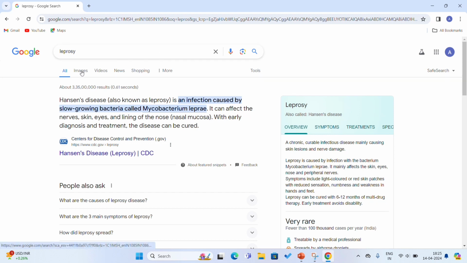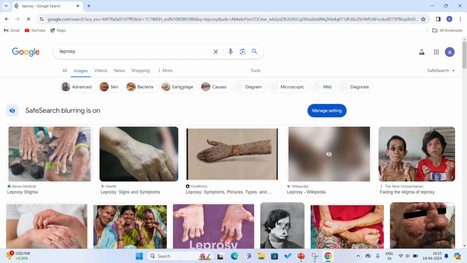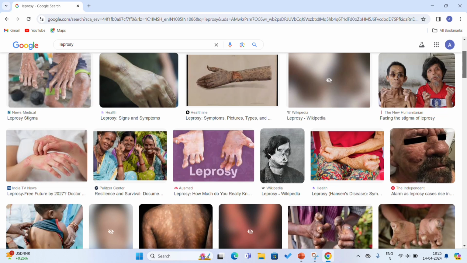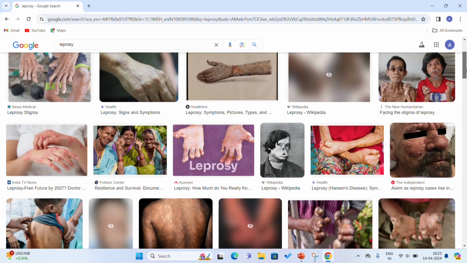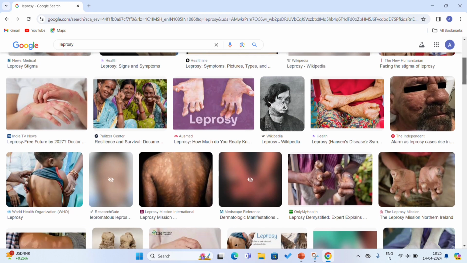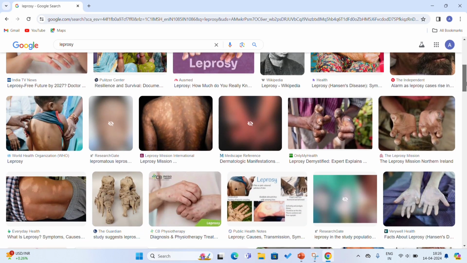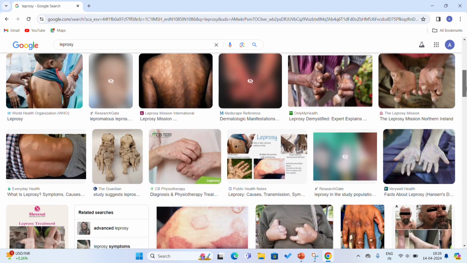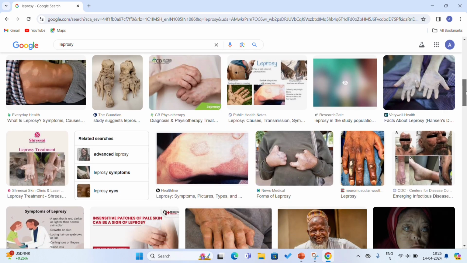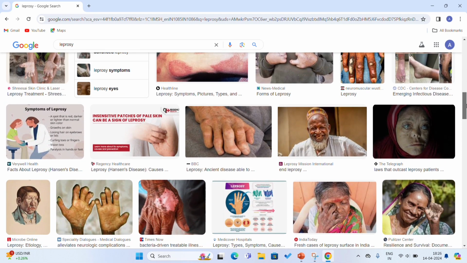So let's see, how do the people look who are suffering from leprosy? Do you see the pictures? These are some of the pictures of the people who are suffering from leprosy. So see how they look.